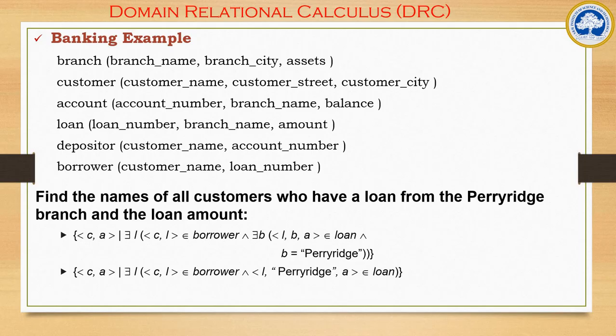I hope we have got a clear idea of relational calculus. Relational calculus in database management is achieved in two different types: one is the domain relational, and the other is the tuple relational.